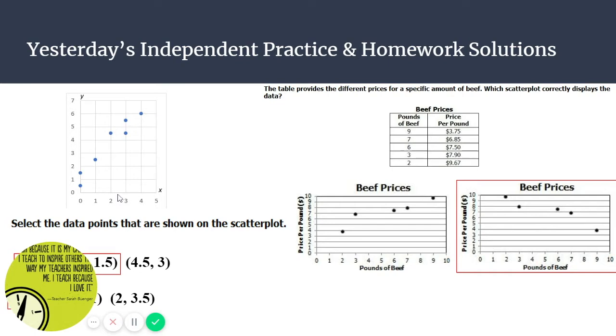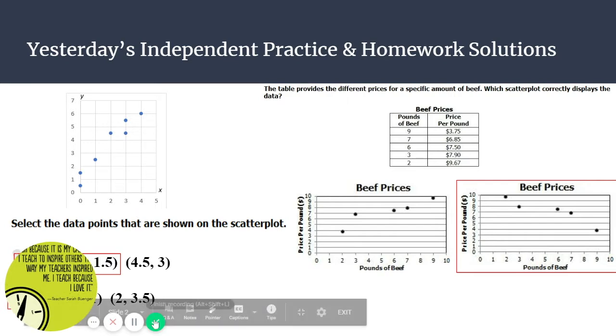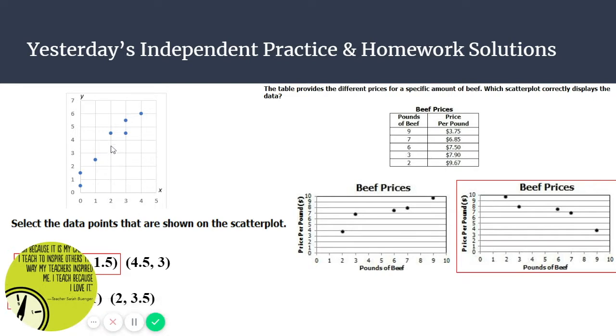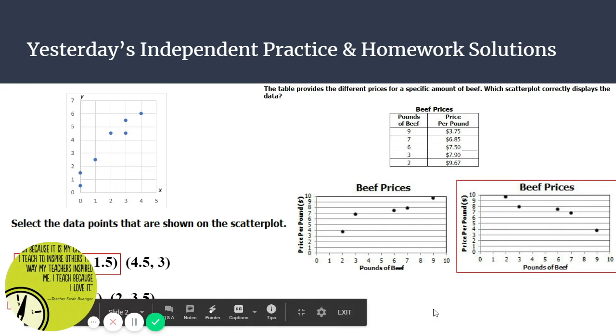2.5 is right here. When you go up to 1, there is not a blue dot there, so that is not an answer choice. Your last option was (2, 3.5). 2 is right here. When you go up to 3.5, you do not see a dot there, so that one is not an answer choice. Looking at the second question, where you were given beef prices, the second diagram actually was the correct answer for that one.